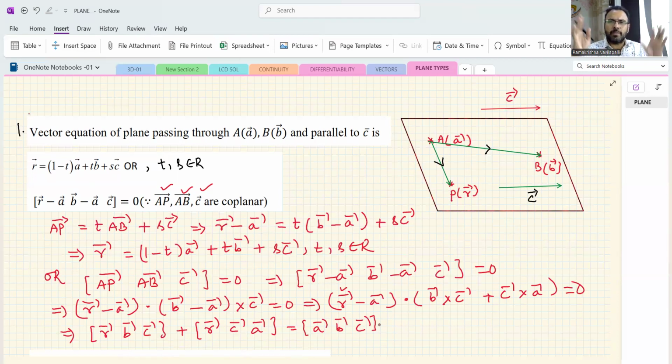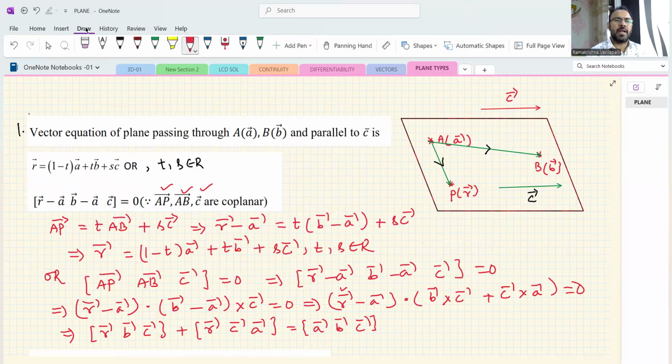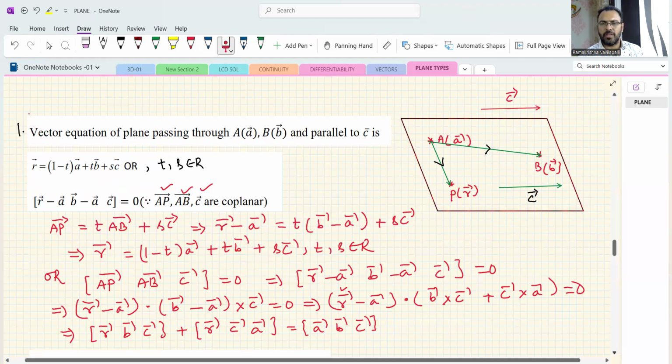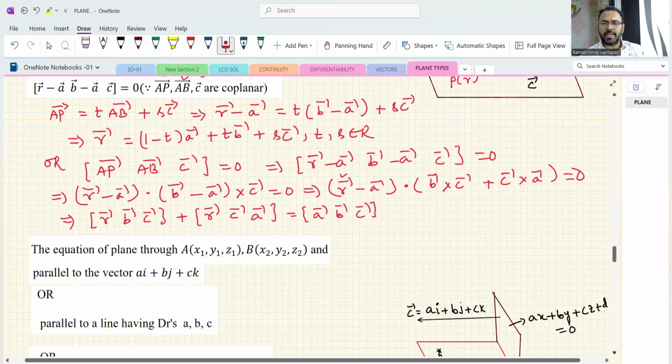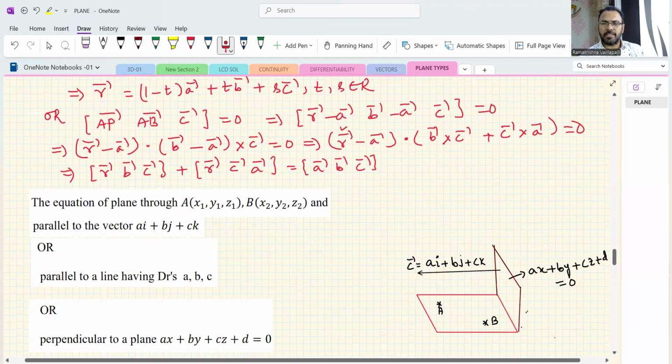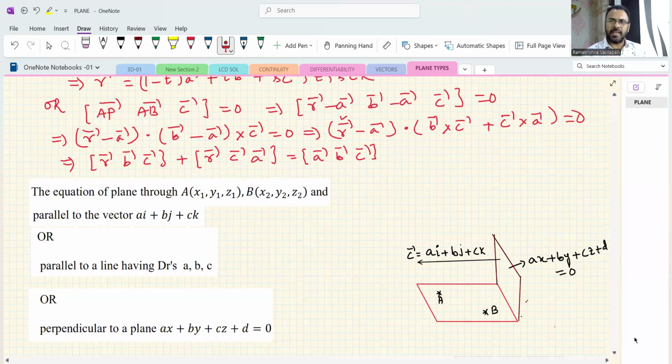The most basic point is that the box of (R bar minus A bar), (B bar minus A bar), and C bar is equal to 0. So again, it's a determinant equal to 0. Now, how do we find the equation of a plane when we specify the points in the Cartesian system? This is the most important one.